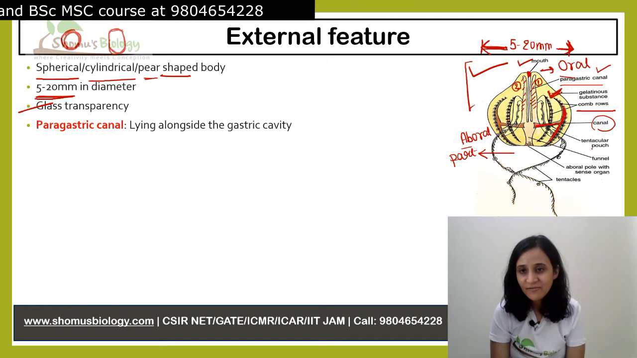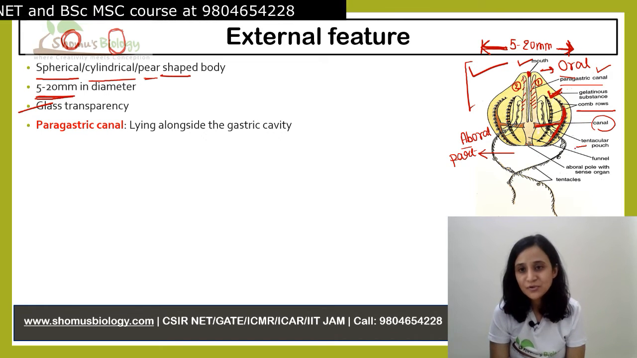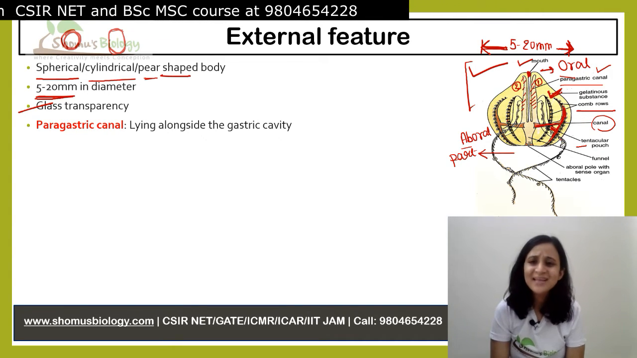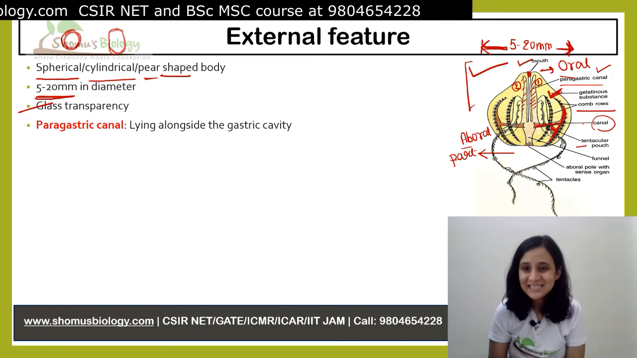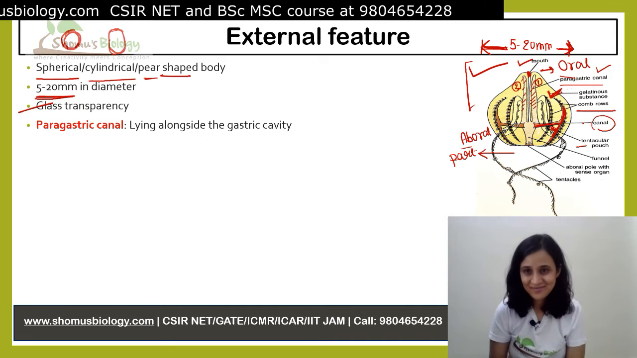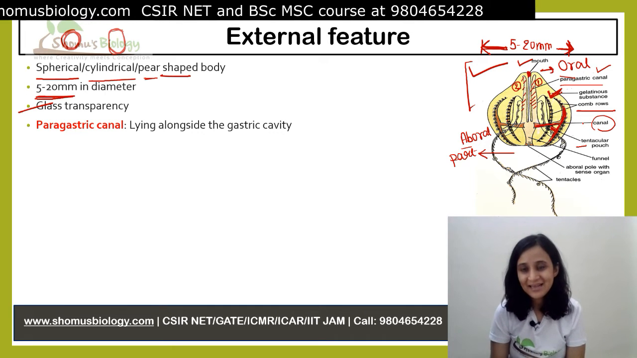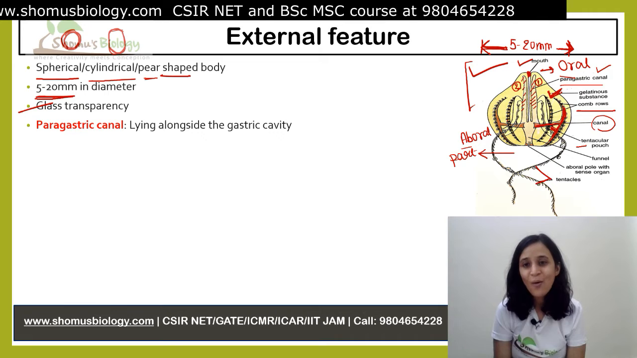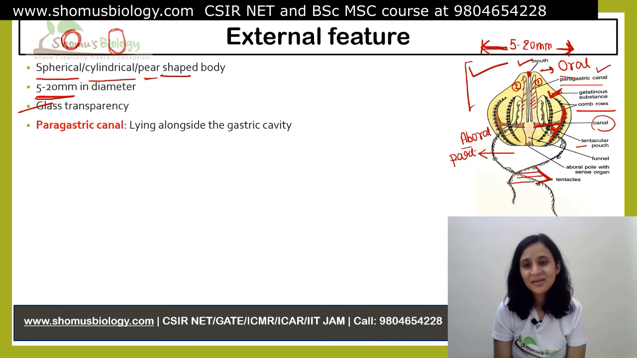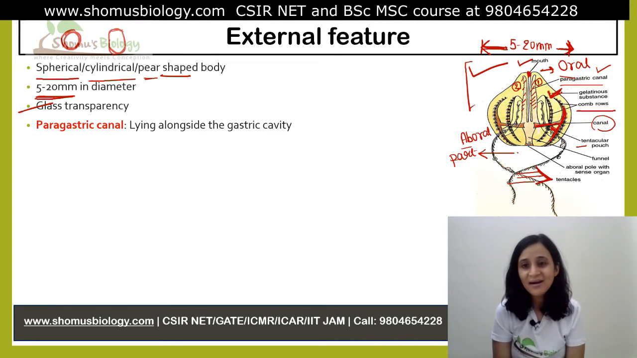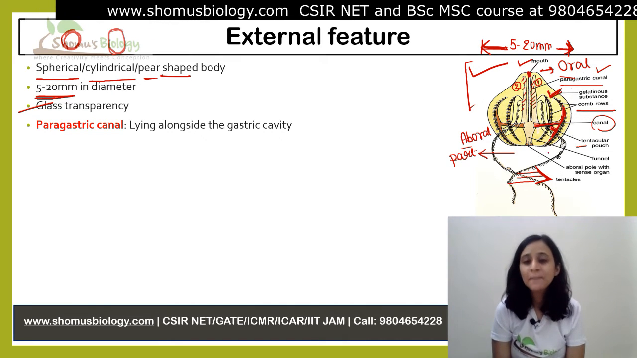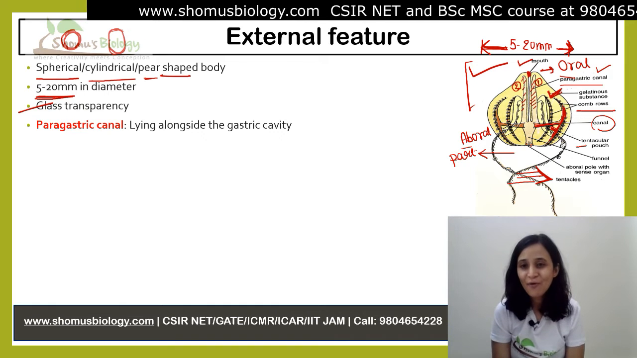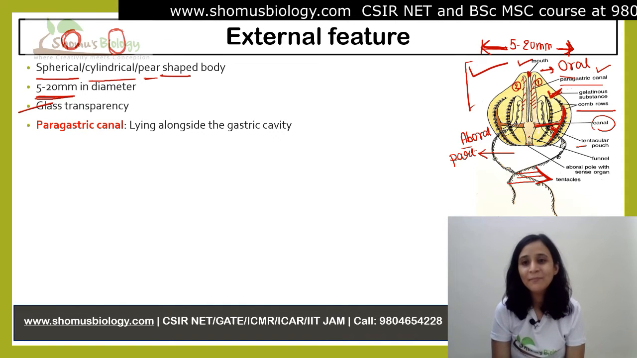And then they have the tentacular pouch. The tentacular pouch is this one. This is a pouch-like structure from which tentacles arise, because they have tentacles. Here we can see the long tentacles they have in their aboral part. Those tentacles arise from this tentacular pouch.